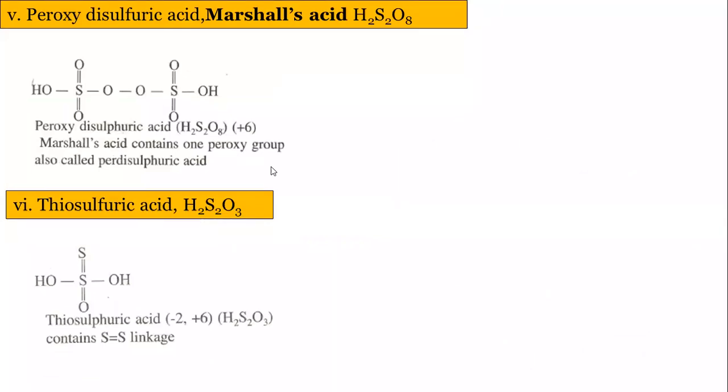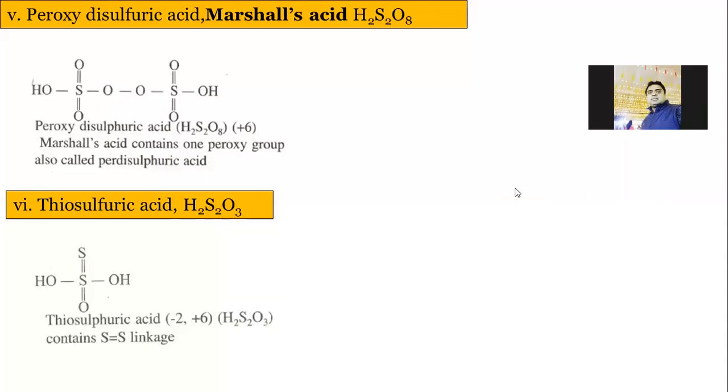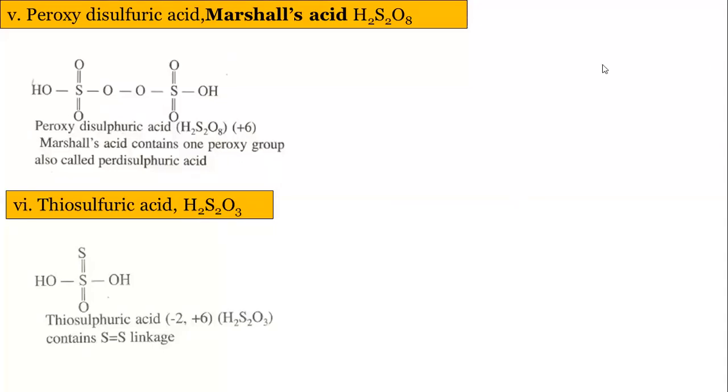this structure. This is peroxydisulfuric acid. A peroxy group is there. See, this is O, single bond, O. This is the peroxy group. This is also called Marshall's acid. This name is also not given in your textbook. Marshall's acid, remember this name. Peroxydisulfuric acid is also called Marshall's acid. So for the NEET exam and JEE exam, this name, Marshall's acid, is used.